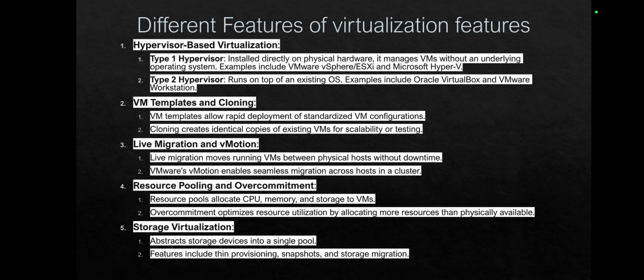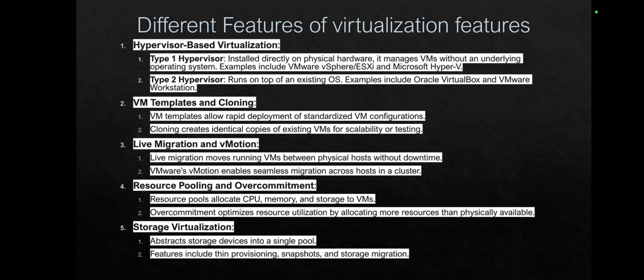Different features of virtualization. 1. Hypervisor-based virtualization. A Type 1 hypervisor is installed directly on physical hardware. It manages VMs without an underlying operating system. Examples include VMware vSphere and Microsoft Hyper-V. A Type 2 hypervisor runs on top of an existing operating system. Examples include Oracle VirtualBox and VMware Workstation.